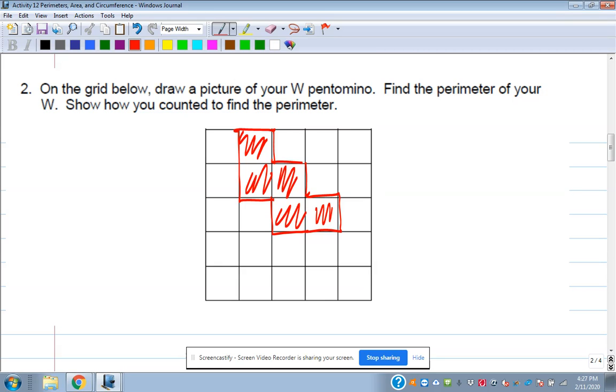All right, so we got the W pentomino drawn in whatever orientation you want. It's the same size no matter what. And we want to find the perimeter of that. Perimeter is distance around. So 2, 3, 4, 5, 6. To show how you're counting, 1, 2, 3, 4, 5, 6, 7, 8, 9, 10, 11, 12. Perimeter of 12.